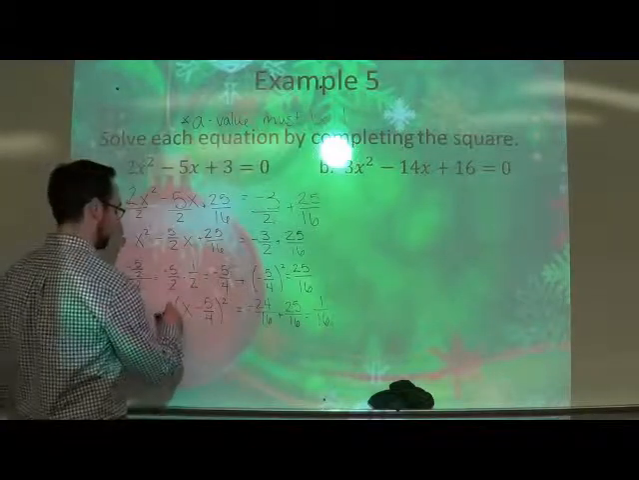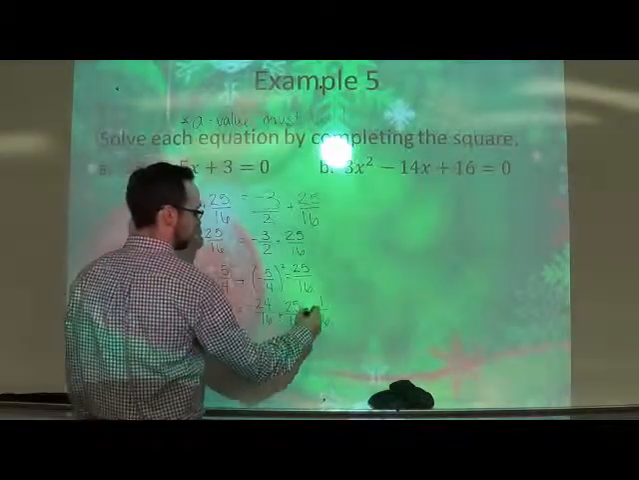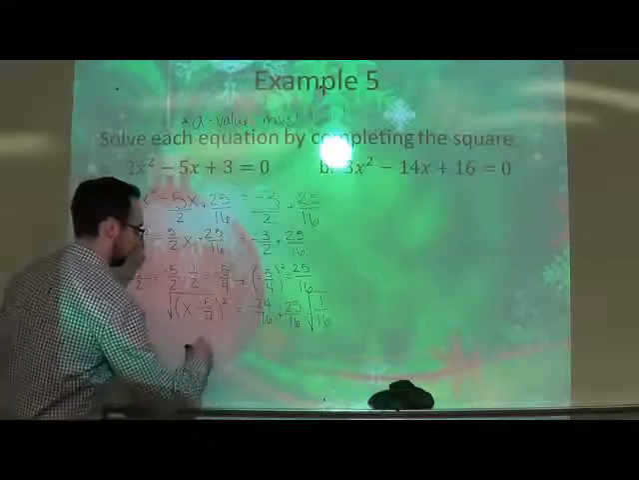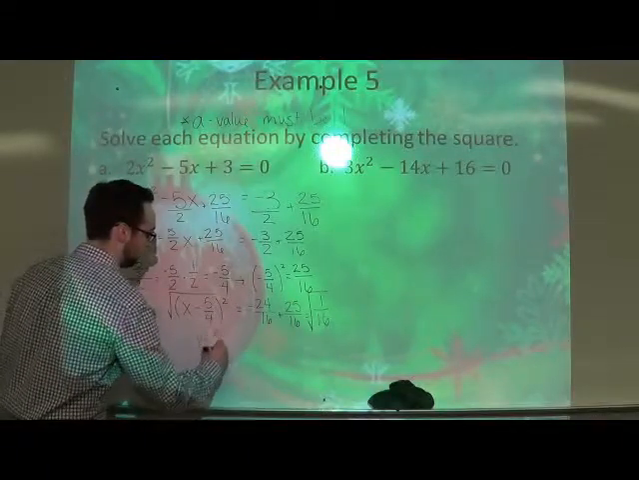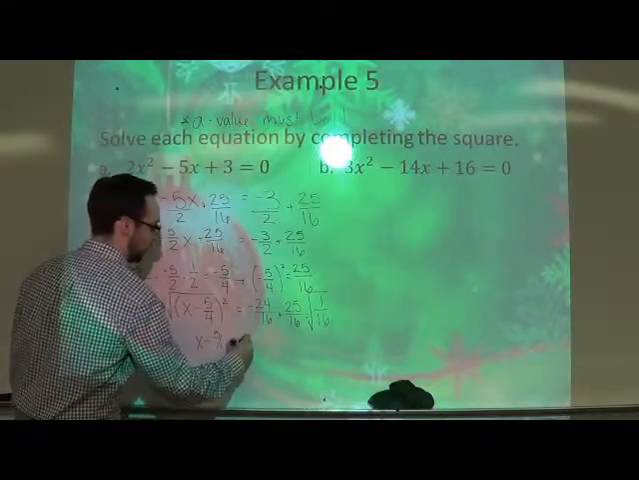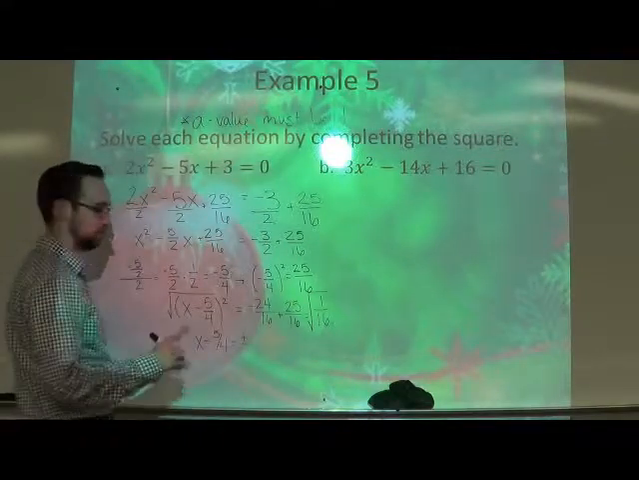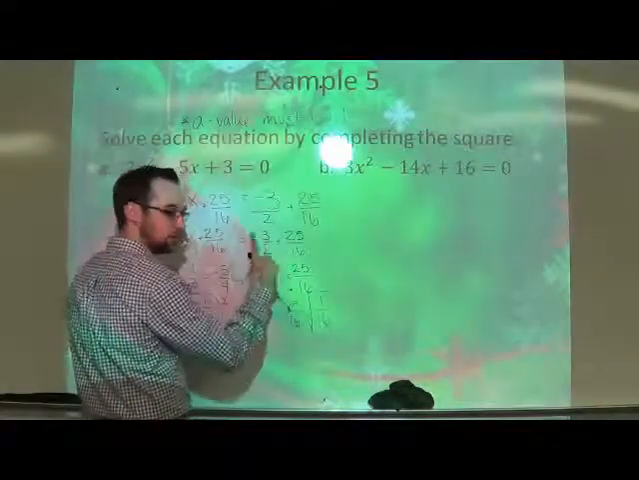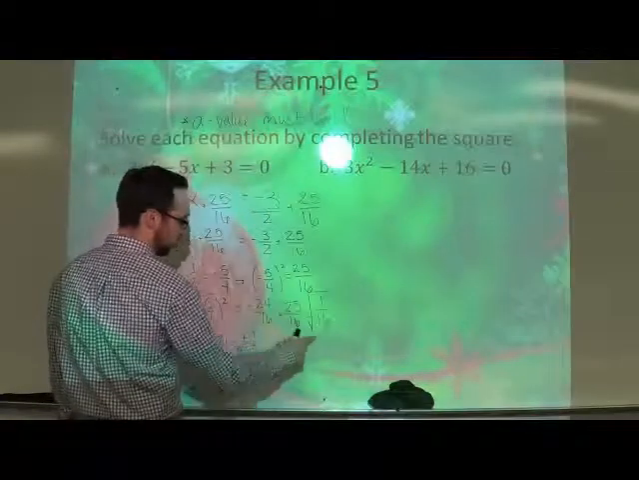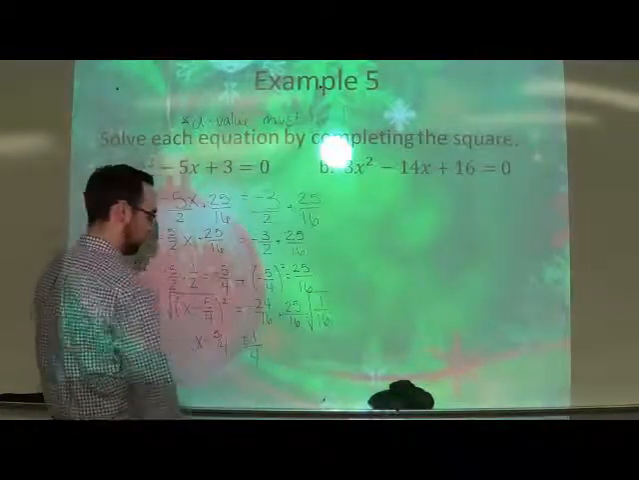Square root both sides. Square root this, square root that. So we have x minus 5/4 is equal to plus or minus. It's always still plus or minus. Square root of 1 is 1. Square root of 16, 4.